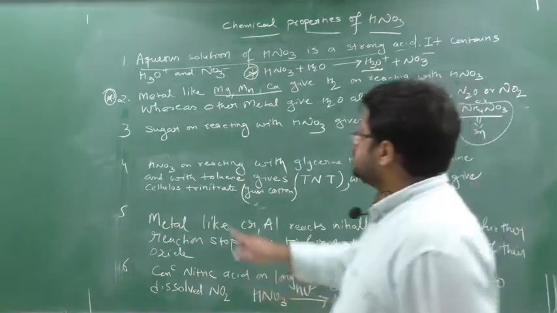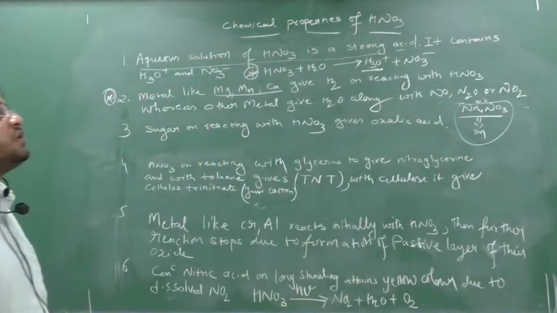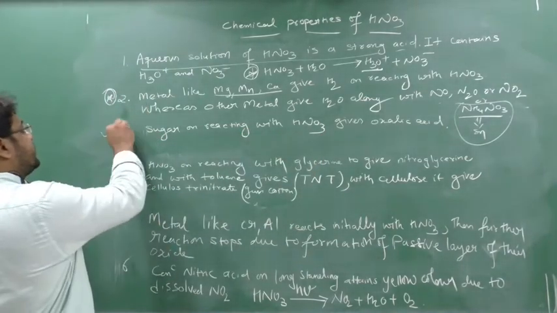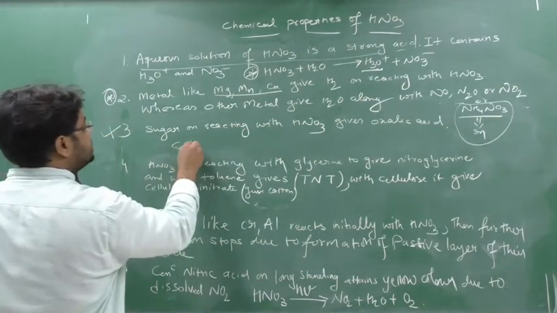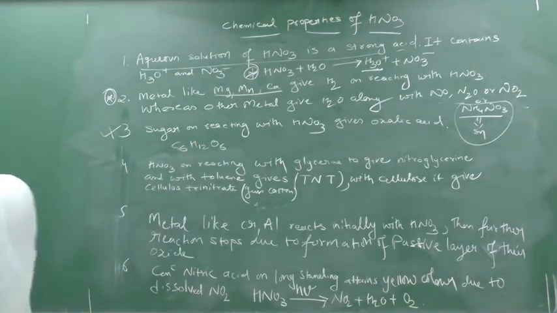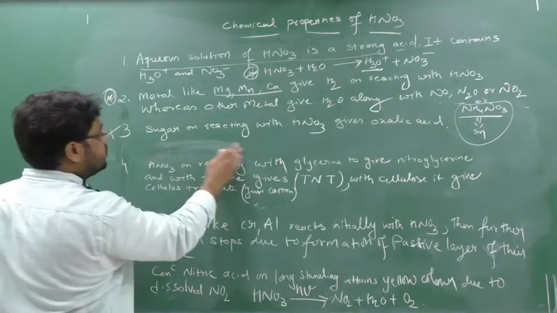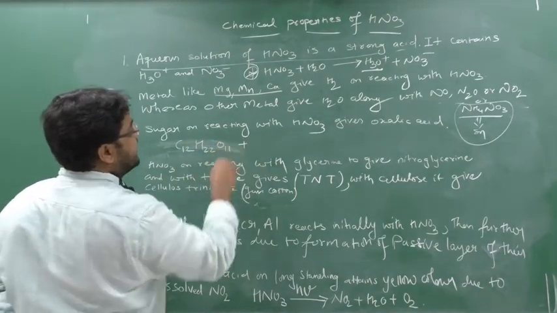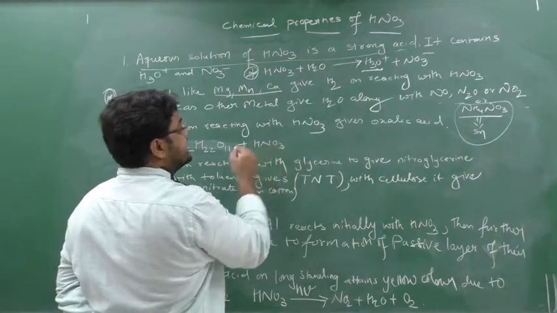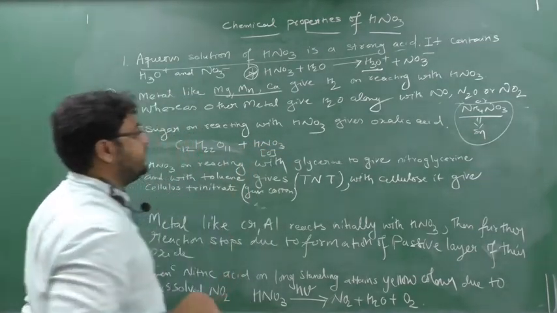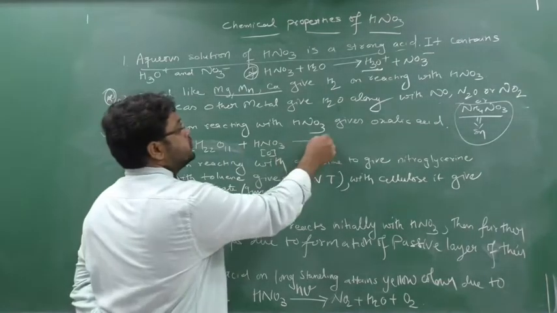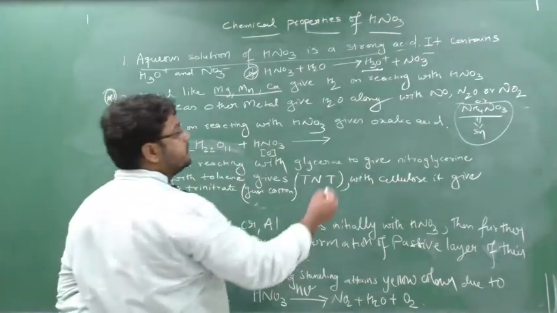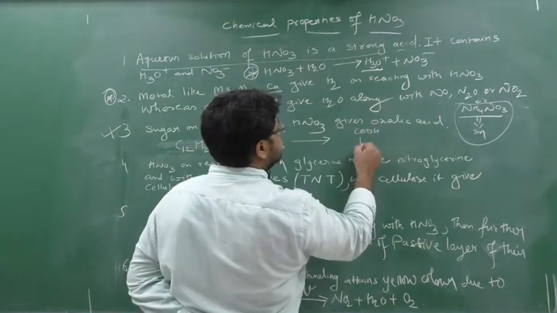Next, sugar on reacting with nitric acid gives oxalic acid. You have to remember this, okay? So sugar means what? C6H12O6? Sorry, that is glucose. Sugar means C12H22O11. It will react with nitric acid, and this nitric acid will provide nascent oxygen. Due to the presence of this nascent oxygen, the sugar in the presence of nitric acid will convert into oxalic acid, that is COOH.